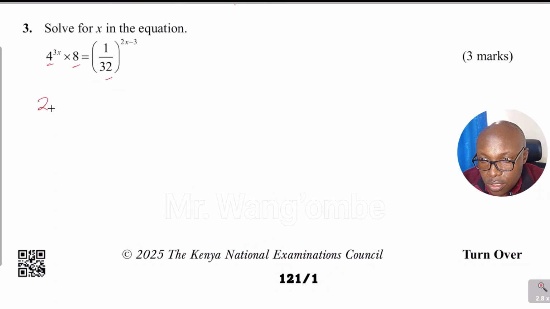4 is 2 squared, and then you have 3x there. And then 8 can be expressed in power form, the base of 2, to be 2 cubed. And then 1 divided by 32 can also be expressed in power form to the base of 2, and that will be 2 to power 5. And then you have 2 raised to power 2x minus 3.